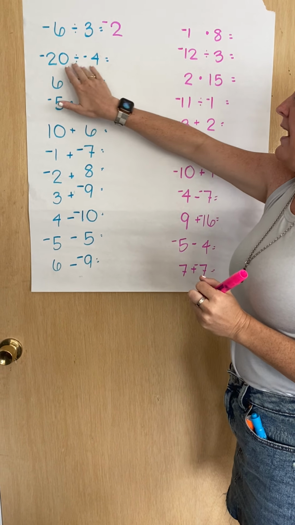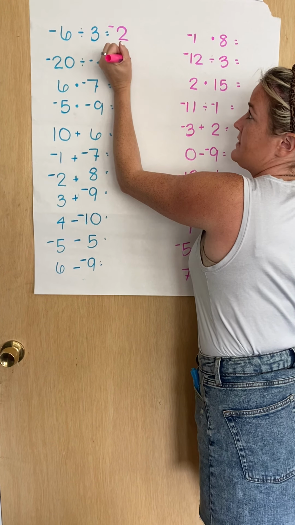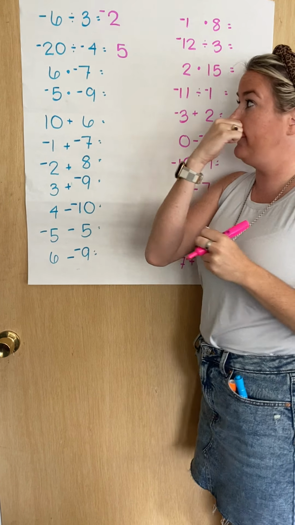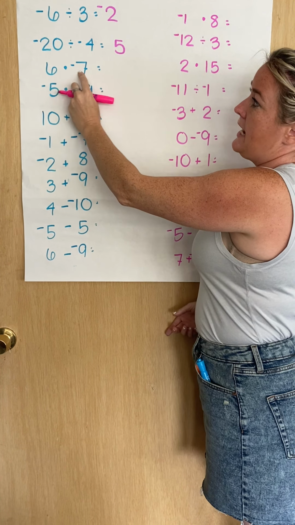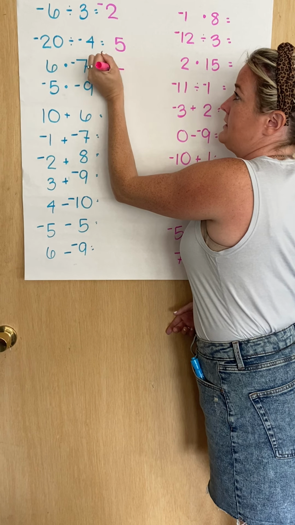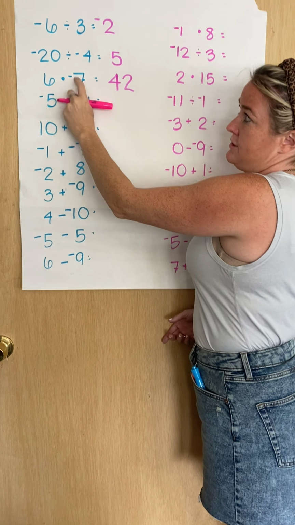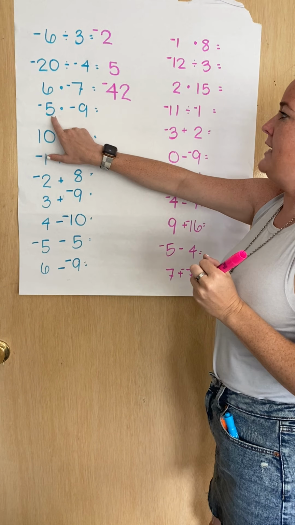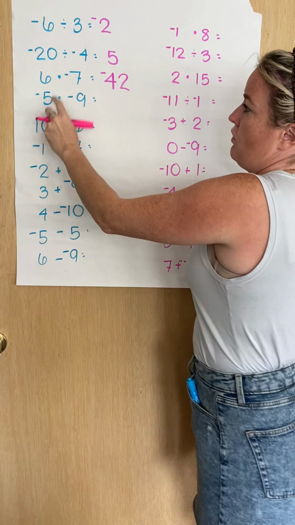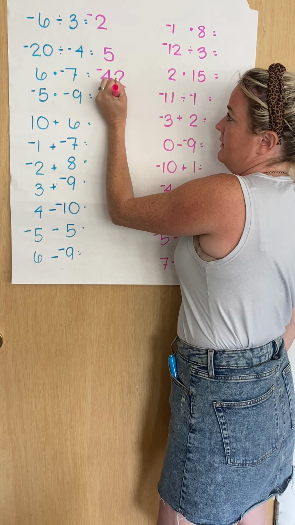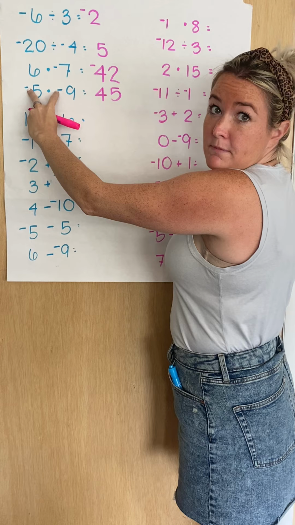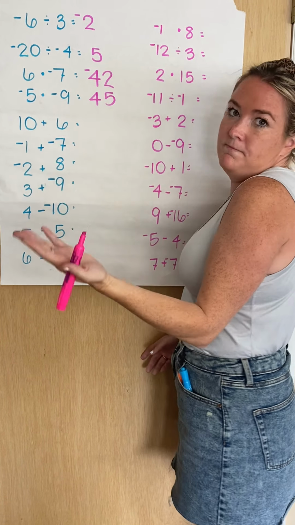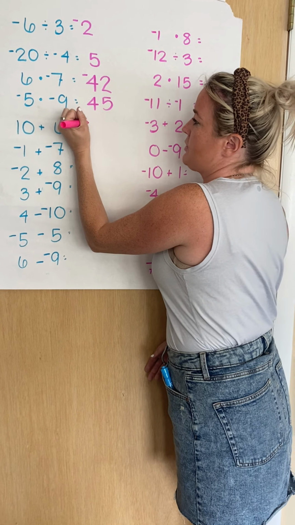I have negative 20 divided by negative 4. So I know 20 divided by 4 is 5. My signs are the same, so it's going to be a positive 5. Next, I have 6 times negative 7. So I know 6 times 7 is 42. My signs are different in multiplication, so it's going to be a negative 42. Negative 5 times negative 9. So 5 times 9 I know is 45. My signs are the same, so it's going to be positive 45. 10 plus 6, this is just my normal adding, 10 plus 6, and it's going to be 16.